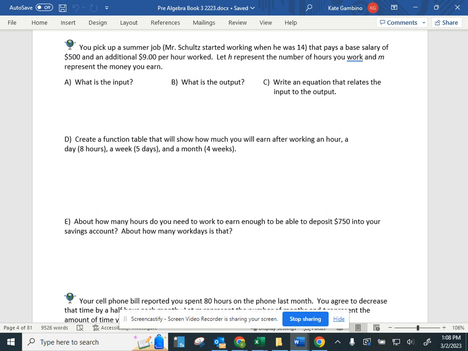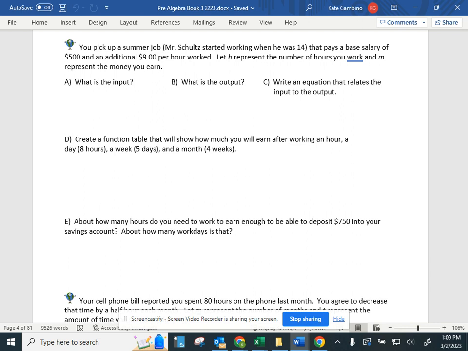Let's see if you can figure out what goes where. You pick up a summer job. Mr. Schultz started working when he was 14. I started when I was 15. He started before me. That pays a base salary of $500 and an additional $9 per hour worked.